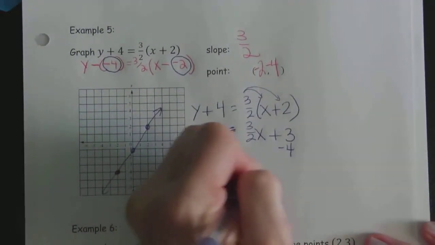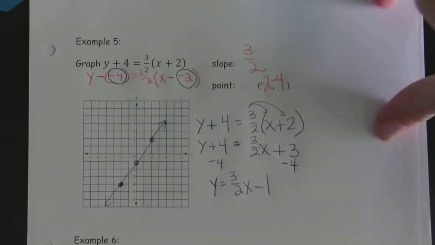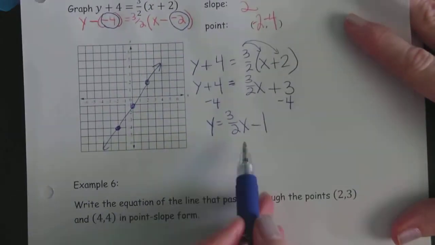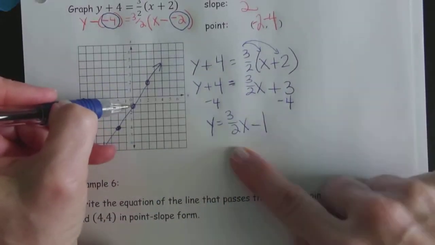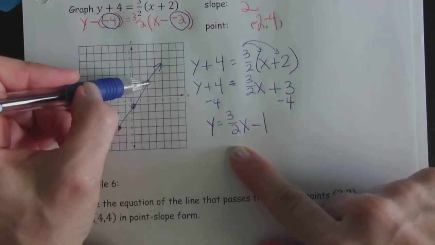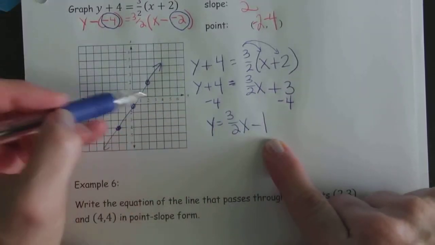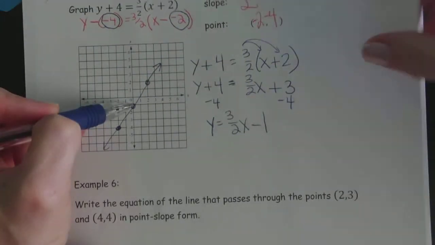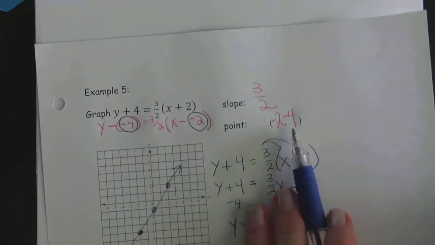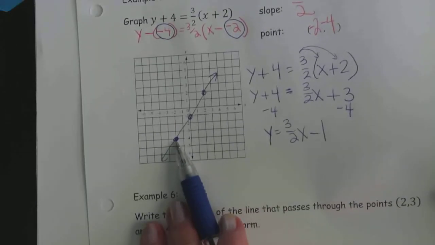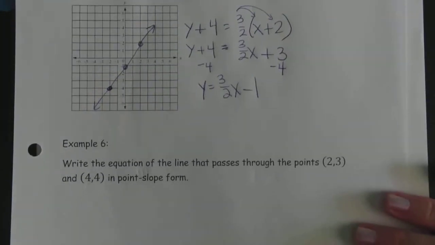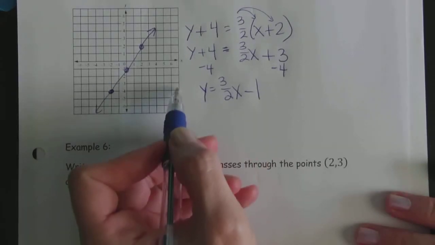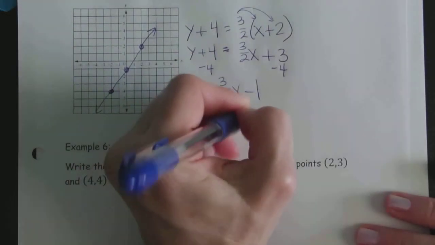If I solve for y and subtract 4 from both sides, y will equal 3 over 2x minus 1. There is your slope-intercept form. Check it. Down 1, check. Up 3, right 2, check. So this launches me off of the y-intercept, negative 1, where when I graphed it up here, I launched from the point -2, -4, which still took me to that y-intercept.